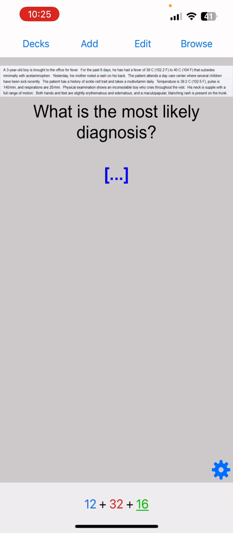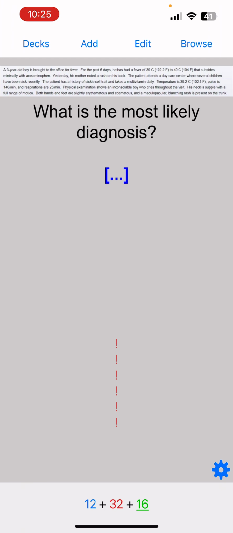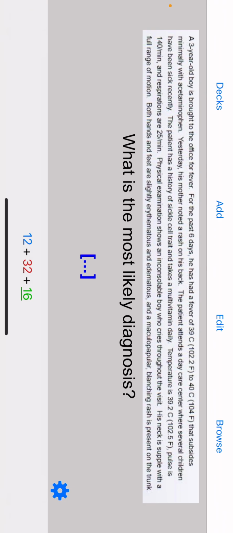What's the most likely diagnosis? A 3-year-old boy is brought to the office for fever for the past 6 days. Yeah, I wish this was bigger. Fever for the past 6 days. It subsides. Yesterday, the mother noted a rash on the back of his neck. A rash on his back. The patient attends daycare with several other children who have been sick recently. The patient has a history of sickle cell trait and takes a multivitamin.